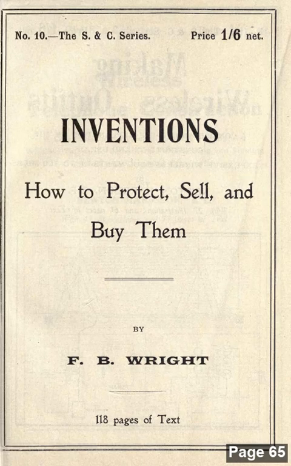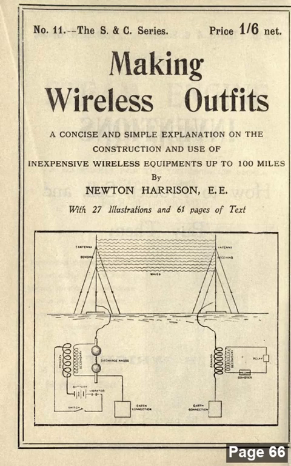No. 10. The S and C Series, price 1/6 net. Inventions, how to protect, sell, and buy them. 118 pages of text. No. 11. The S and C Series, price 1/6 net. Making Wireless Outfits, a concise and simple explanation on the construction and use of inexpensive wireless equipment up to 10 miles, by Newton Harrison, E.E., with 27 illustrations and 61 pages of text.